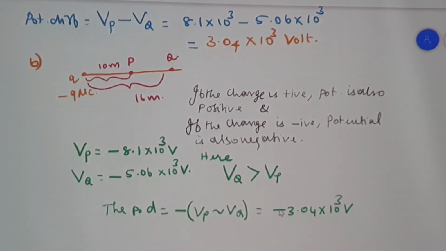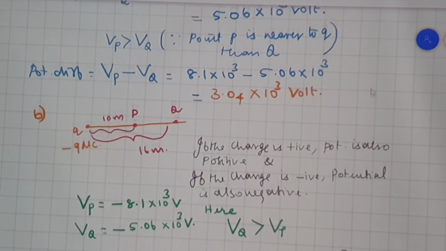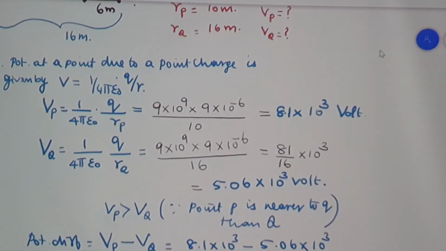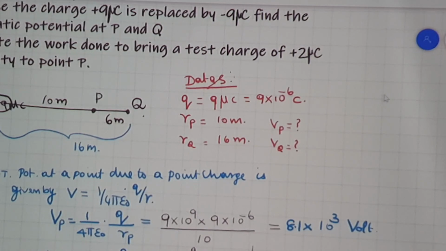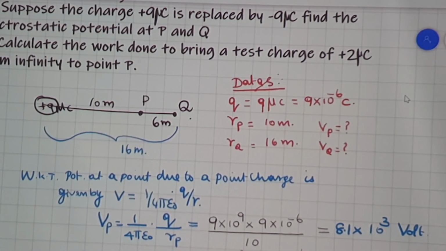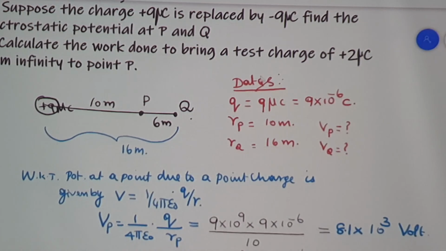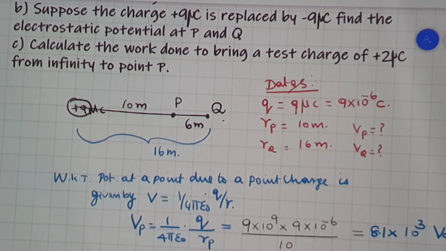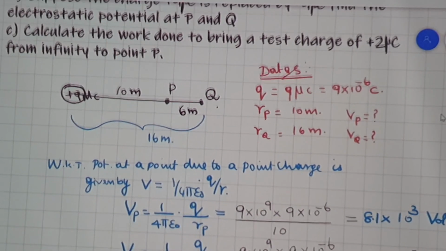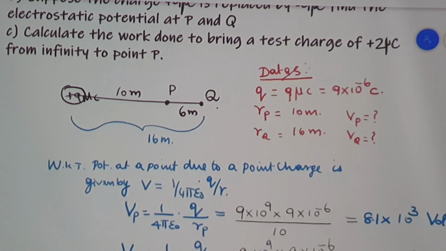Then the third one. What is the third? This is the second subdivision that was given. What is the third subdivision? Let us go with the question again. It was given that a charge of 2 microcoulomb is moved from infinity to the point P. What is the work done? Calculate the work done to bring a test charge of plus 2 microcoulomb from infinity to the point P. This work done is nothing but potential energy.